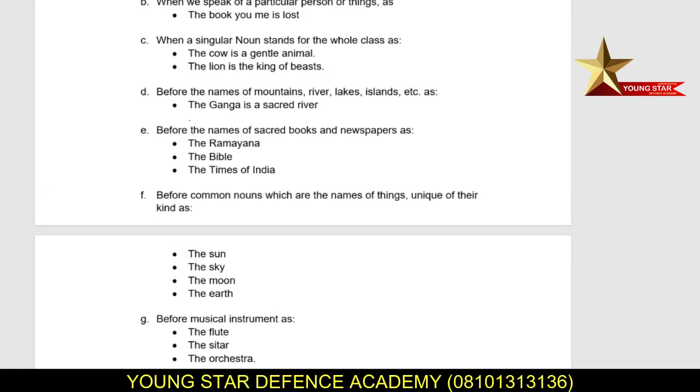Before common nouns, which are the names of things unique of their kind, as the sun, the sky, the moon, the earth. What it means is that when we talk about a common noun of which only one thing is present in the whole universe, the sun, there is only one sun in the world, we don't have many suns, there is only one sun in the whole world. That is why we have used "the" with that.